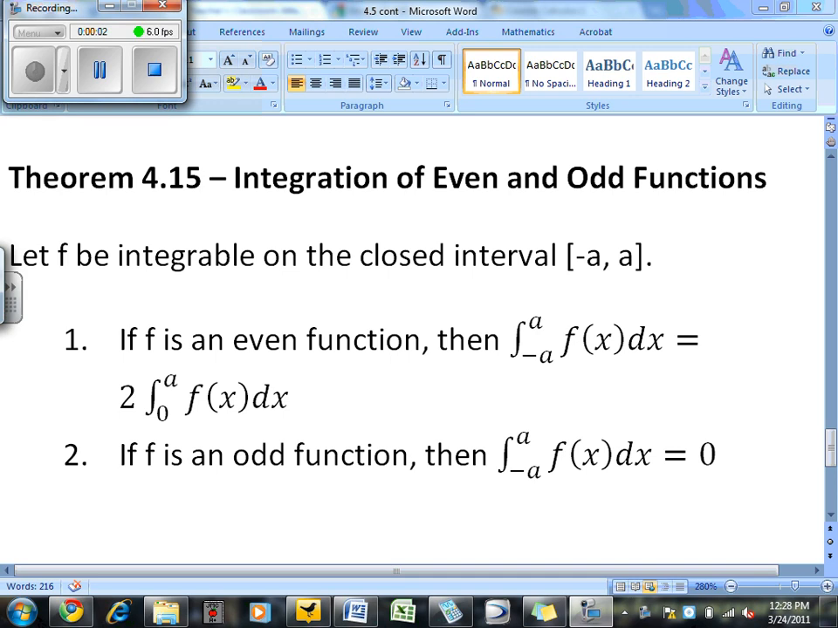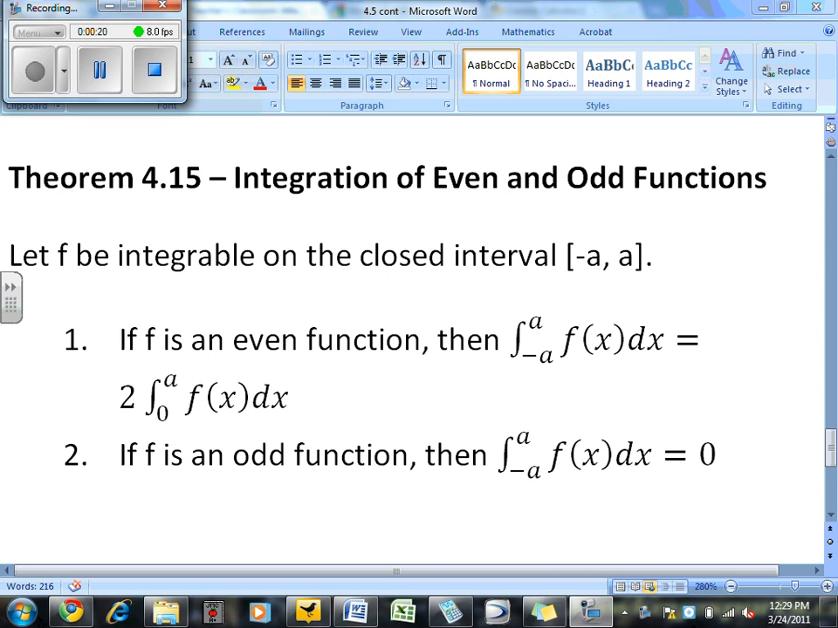The last part of the section is just something that I can make you aware of that might make taking integrals easier on you if you recognize this. What we have here is integration of odd and even functions. It says let f be integrable on a closed interval from -a to a.